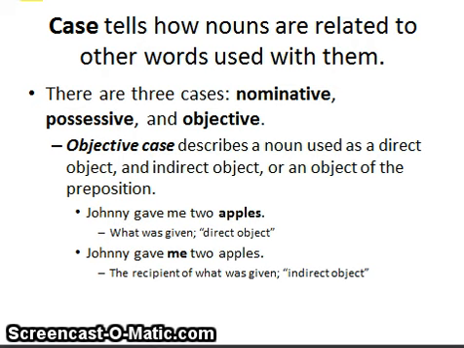In the second example, me is the recipient of the apples, of what was given. So it's not the direct object, it's not receiving the action of the verb gave, but it is receiving the apples that were given. So we call it the indirect object, one step away. I know this is a little bit ahead of where we are, but it's always good to see.